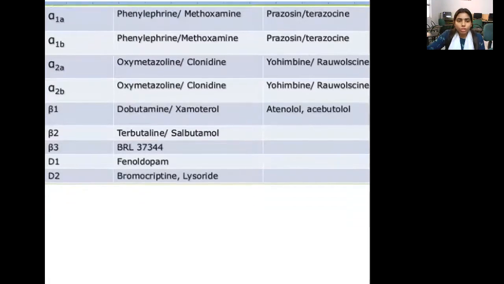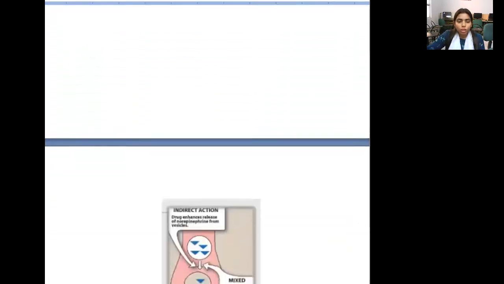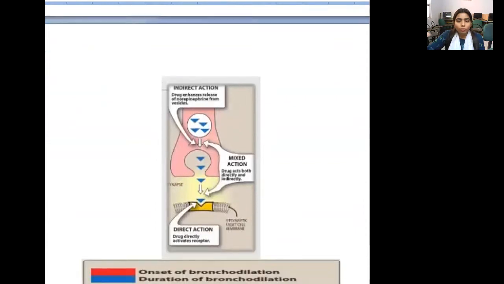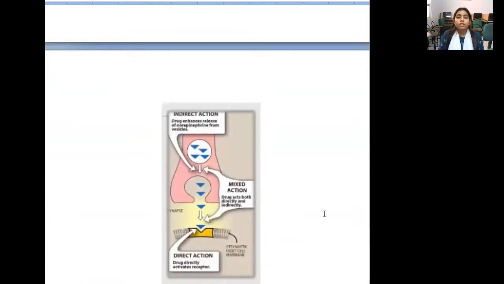Next is the classification. The classification is totally based on the mechanism of action. First is direct acting. Examples of drugs are epinephrine and norepinephrine. Next, indirect acting agonists like amphetamine and cocaine. Third is the mixed action agonist, where ephedrine and pseudoephedrine are there. So you can see here the drug that acts both directly and indirectly is the mixed drug.